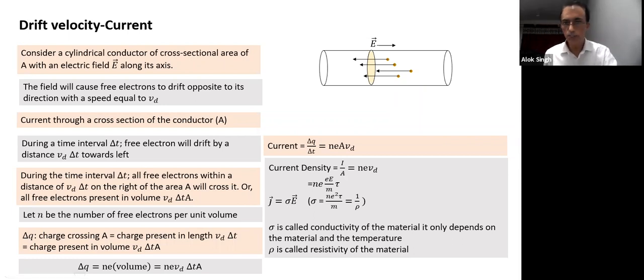It gives a relationship between two vector quantities. What does it tell you? Current density is sigma times the field. It is directly proportional to the field, and sigma is a property of the material. We'll come to that sigma again in a little more detail. That's called conductivity. The higher the value of conductivity, the greater the current density is, and the greater the current will be.